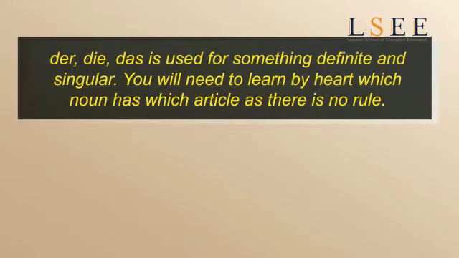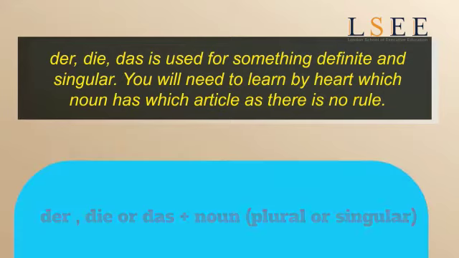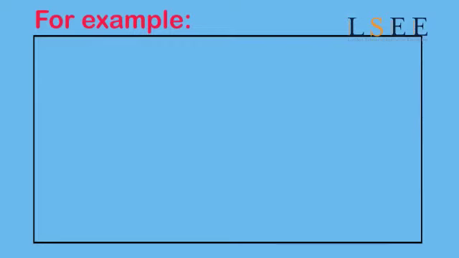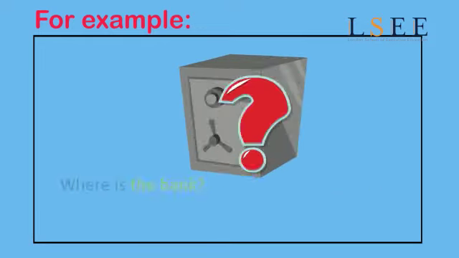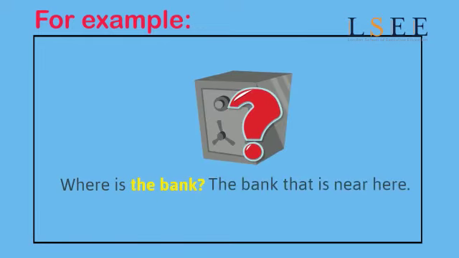Der, die, das is used for something definite and singular. You will need to learn by heart which noun has which article as there is no rule. Der, die, or das plus noun, singular. For example, where is the book? The book we know about. Where is the bank? The bank that is near here.